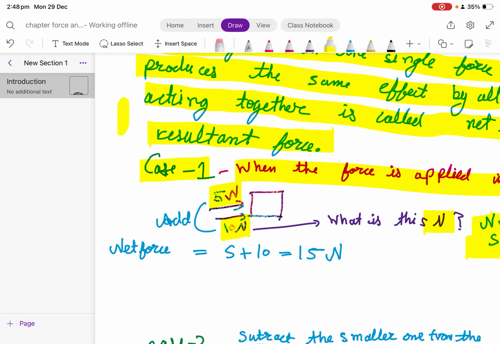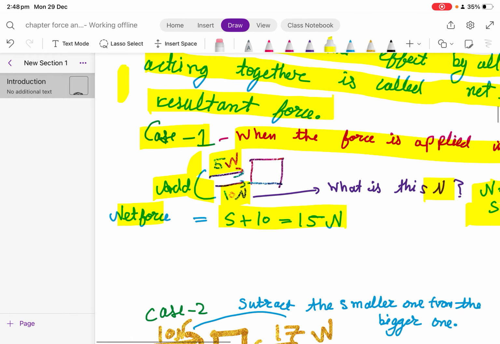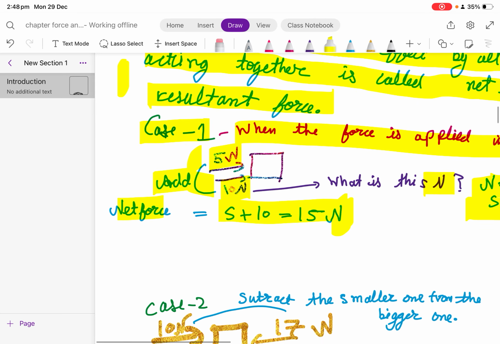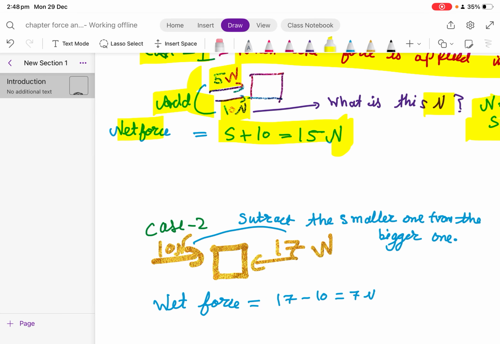And coming back to the topic, the net force or the resultant force would be the addition of these two forces, which is 5 plus 10 equals 15 Newton. And don't forget the unit, you have to write N with the number.